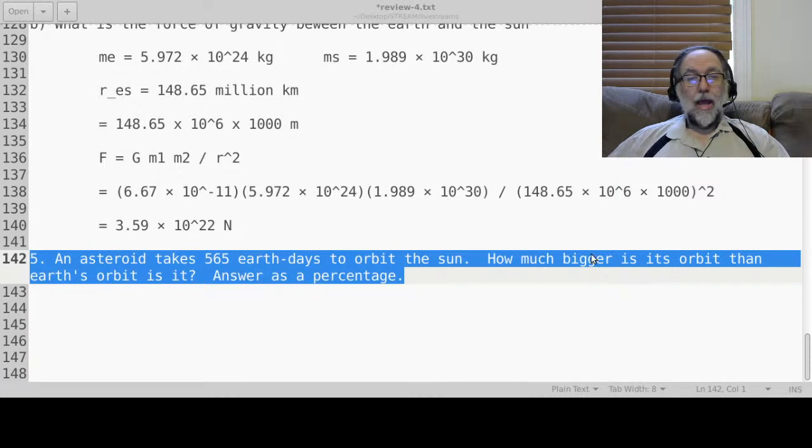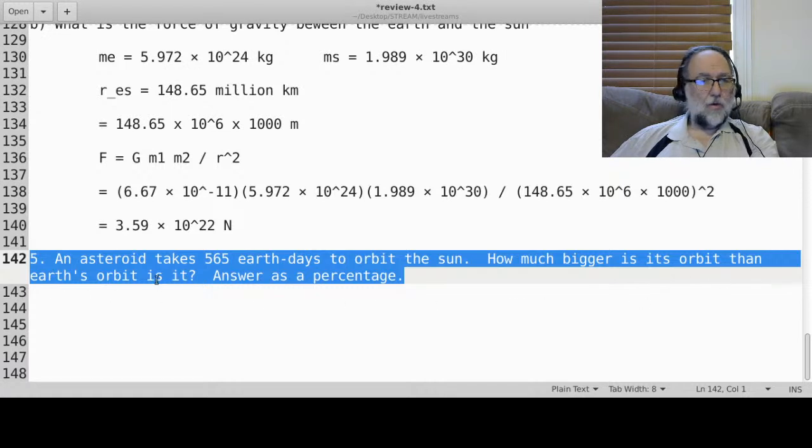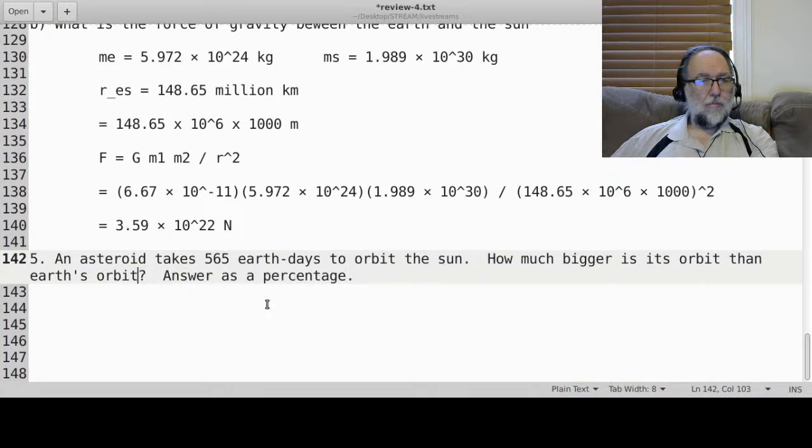So how much bigger is its orbit than the Earth's orbit? No, I guess I said that wrong. How much bigger is its orbit than the Earth's orbit? Whoops. So just get rid of this part here. Okay, there we go. And I want you to answer as a percentage.